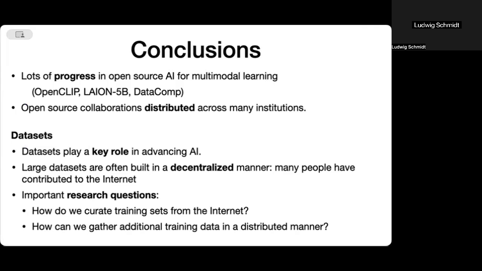As a result, I think there are many interesting research questions here. Since there's so much data on the internet, we are far from exhausting all of it. How do we create good training sets from the internet? And then at some point, we'll probably run out of data if we use all of the internet data, or we want additional complementary data. And how do we do this in a distributed manner? How can we gather additional training data for training open source AI models?